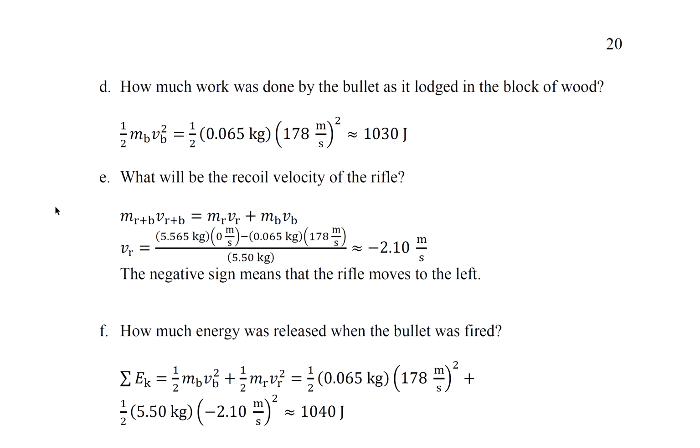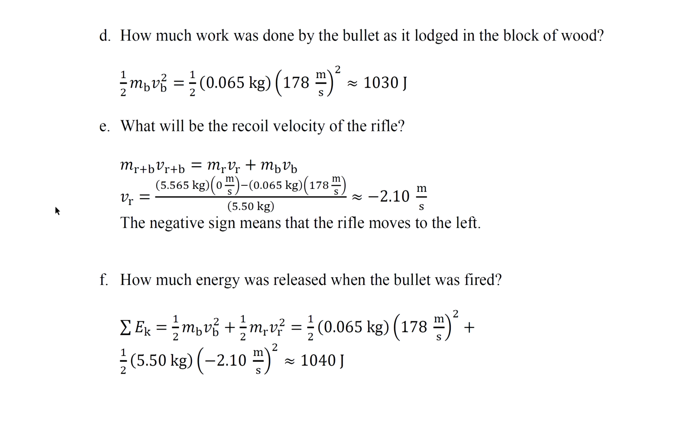Part D, how much work was done by the bullet as it lodged in the block of wood? It's 1/2 m bullet velocity bullet squared, about 1030 joules. Because work is equal to the change in kinetic energy.